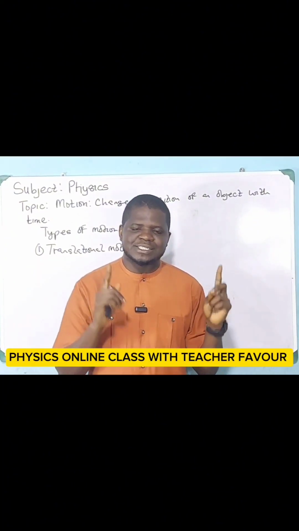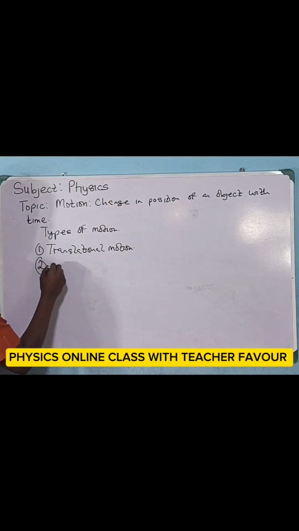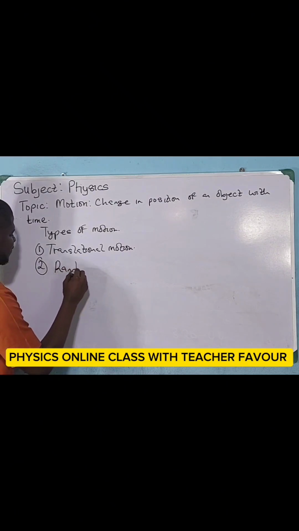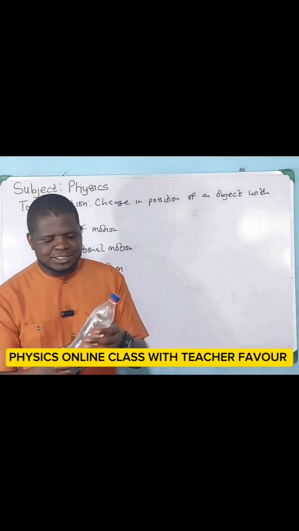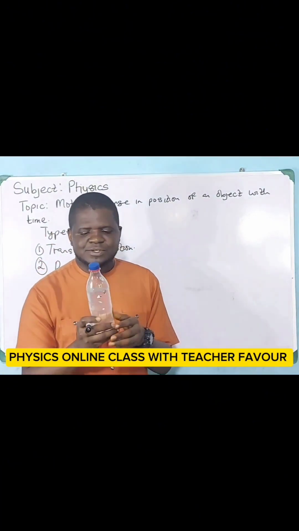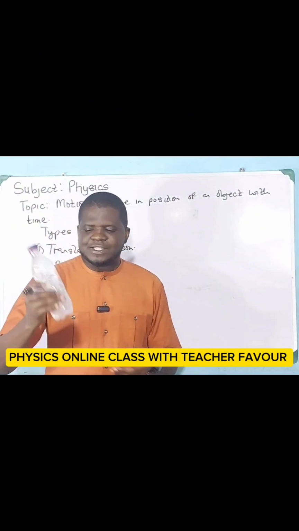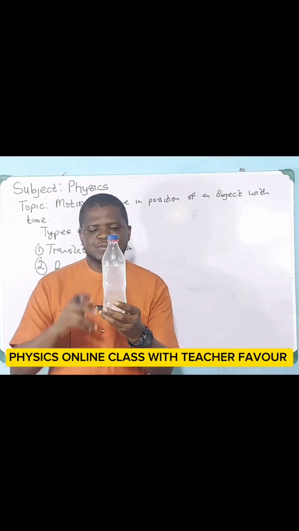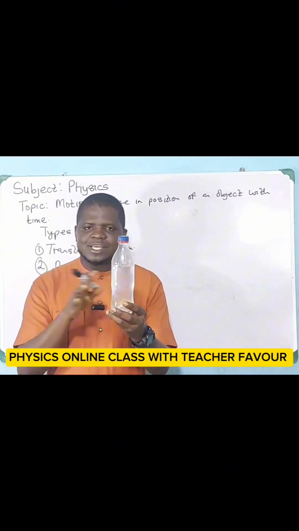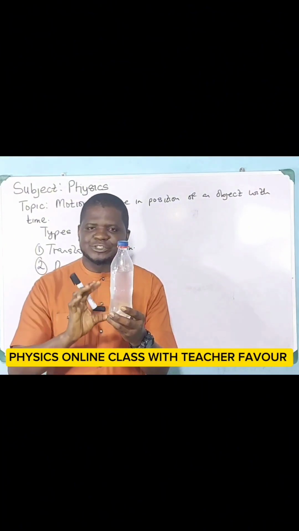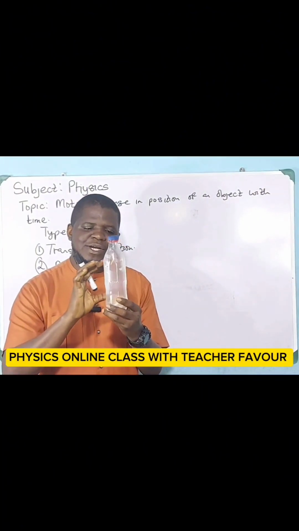Number 2 under types of motion is random motion. Random motion. Take a look at this. This is water. There are particles inside here. If I shake it, you observe the motion of the particles inside here. They move haphazardly. They move without any direction. This is an example of a random motion.